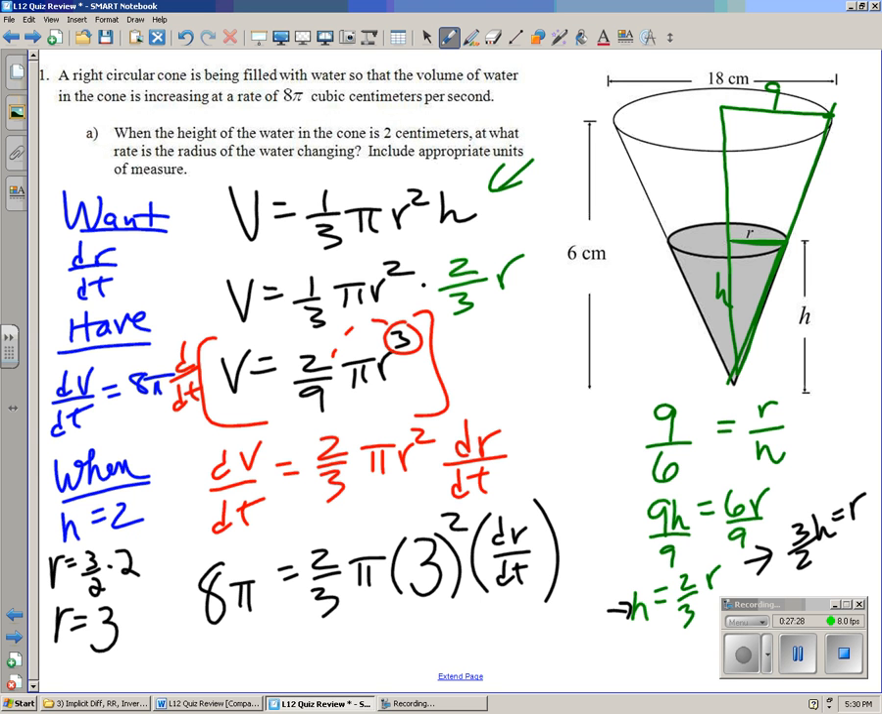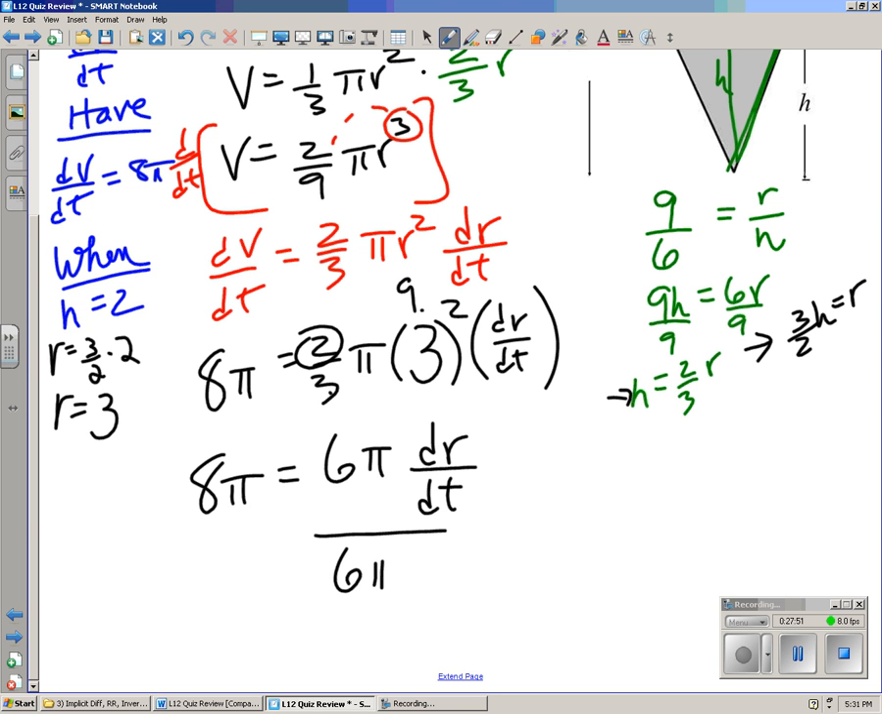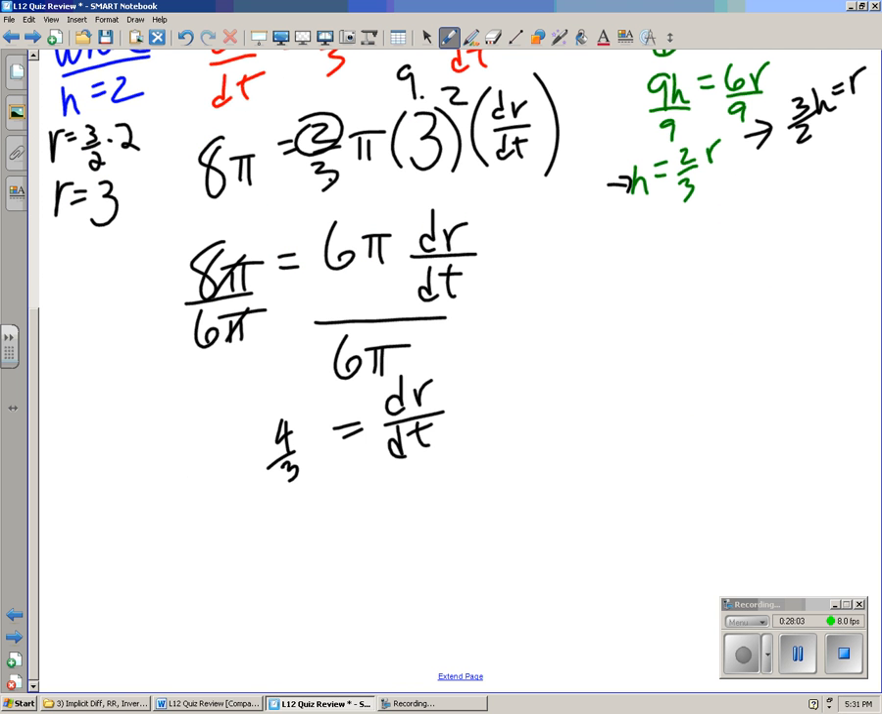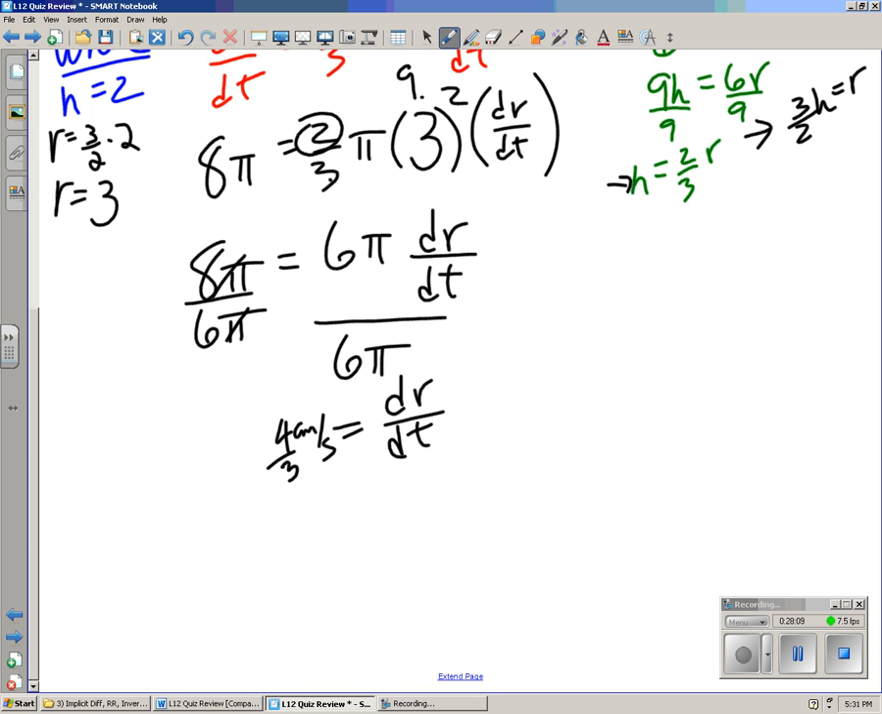So another advantage of knowing that relationship is that it enables you to actually get the radius when you're given the height. So next up, we have 8 pi is 2/3 pi times 3 squared. 3 squared is 9, and 9 divided by 3 is 3. So we actually get 2 times 3, which is 6 pi. So this actually works out fairly nicely. 8 pi is 6 pi dr over dt, divided by 6 pi. And dr over dt is, the pi's go away, and 8 over 6 reduces to 4 over 3. Units are critical. Our lengths are being measured in centimeters, and our time is in seconds. So this is centimeters per second.